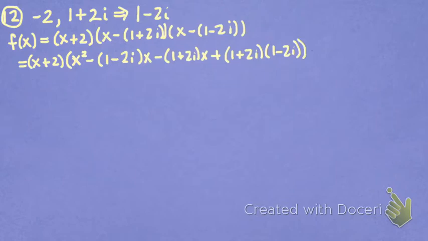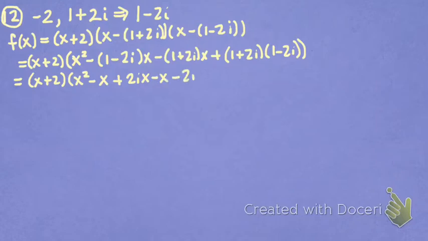and clean up that second factor before we involve the x plus 2 that we're still holding over here to the left. And then we've got first our x squared, and then we've got a minus x distributing to the 1 minus 2i, which gives us minus x plus 2ix. And then on this next one we have minus x distributing to 1 plus 2i, so we get minus x and then minus 2ix.